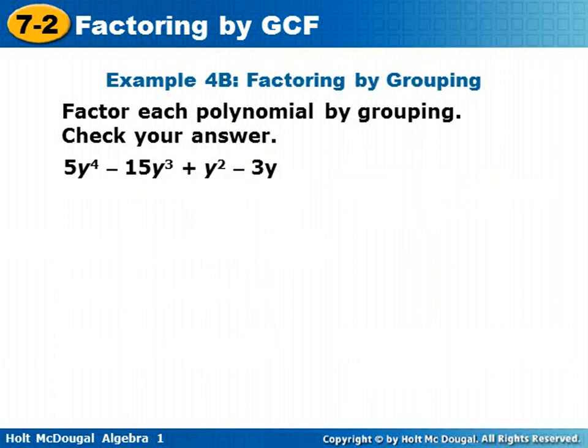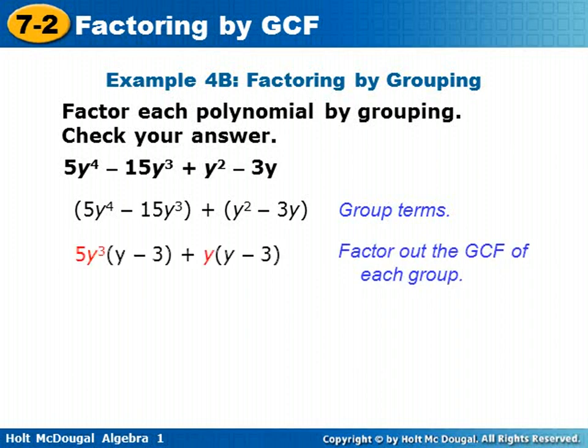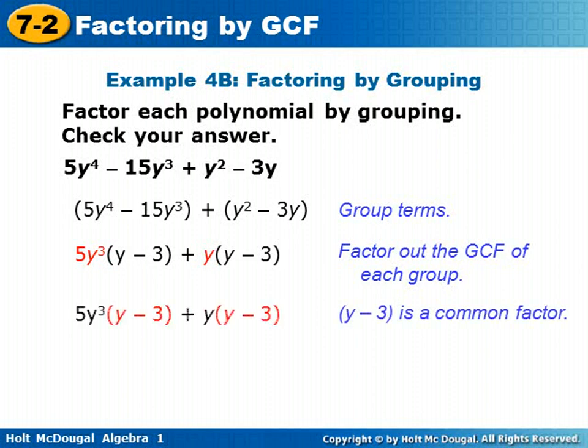If we were factoring 5y to the fourth minus 15y to the third plus y squared minus 3y, we can group our terms: 5y to the fourth minus 15y to the third, and y squared minus 3y. Factor the greatest common factor out of each group. For the first group, it would be 5y to the third, and for the second group, it would be y. Now you can see that they have the common factor of y minus 3, so we can factor out y minus 3, which would give us y minus 3 times 5y to the third plus y.